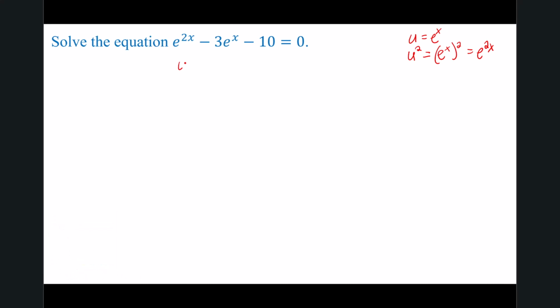I can write this as u squared minus 3u minus 10 equals 0. And now I'll solve for u. This factors to u minus 5 and u plus 2.